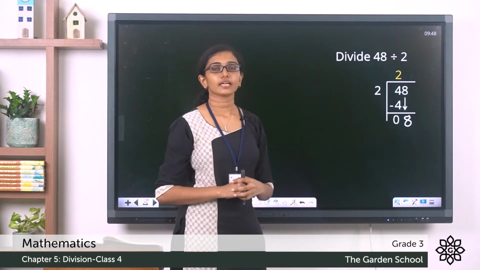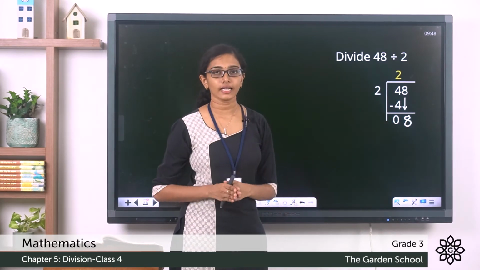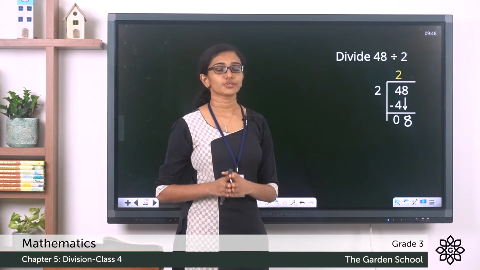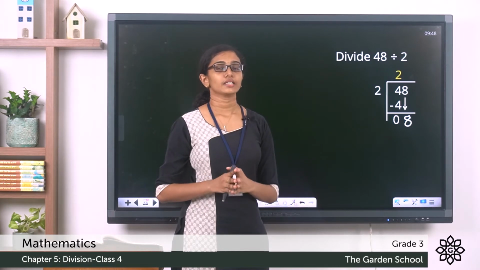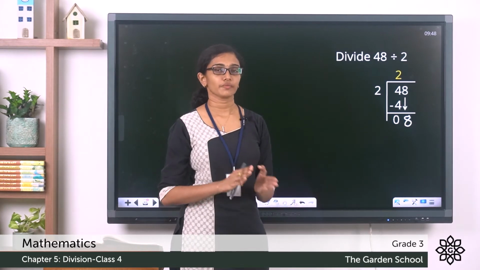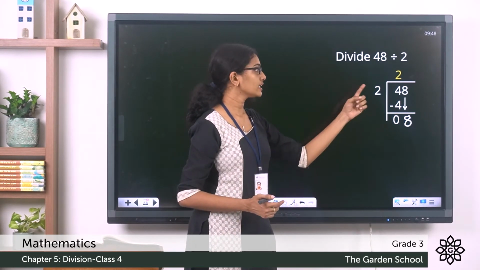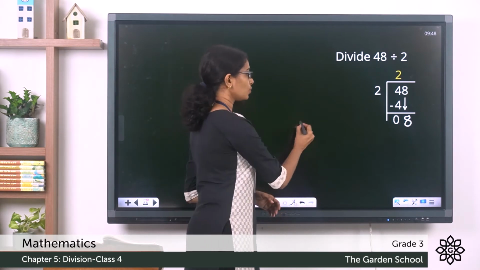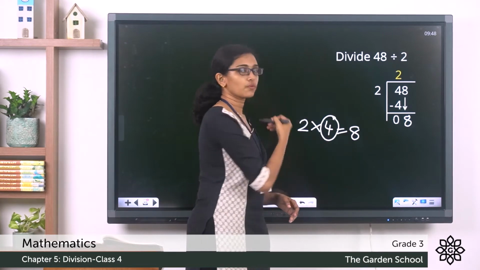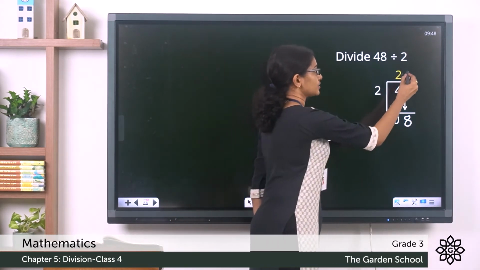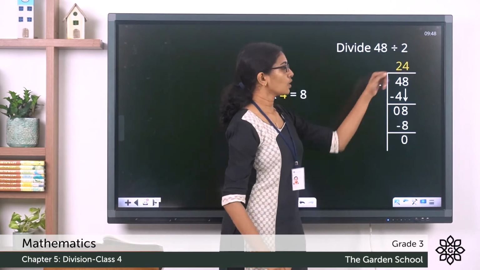So, let's recite the table of 2 till we reach either 8 or just less than 8. So, 2 into 1 is equal to 2, 2 into 2 is equal to 4, 2 into 3 is equal to 6 and 2 into 4 is equal to 8. So, we have reached 8 and we got 8 when we multiplied this 2 by 4. 2 into 4 is equal to 8. So, let's take this 4 here and write it at the top where you write the quotient. So, we have written 4 over here.